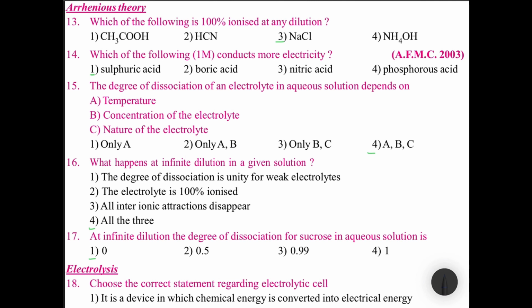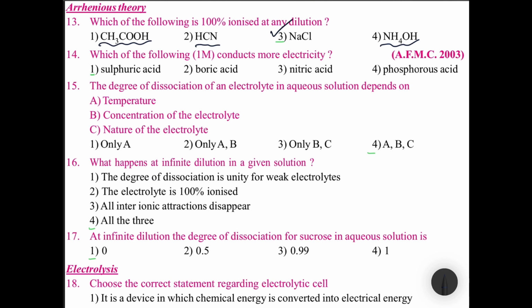Arrhenius theory. Which of the following is 100% ionized at any dilution? Very simple logic. It must be a strong electrolyte. It is weak. It is weak. This is weak. So your answer is 100%, sodium chloride.